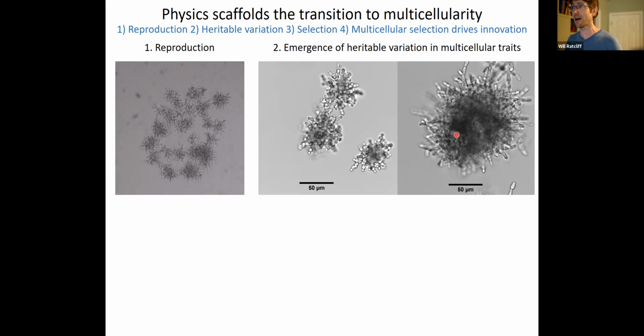So the emergence of novel heritable multicellular traits, that's easy. Selection can act on these.